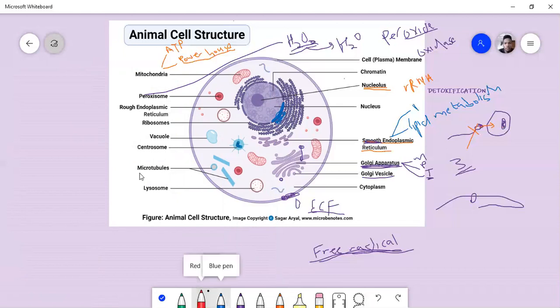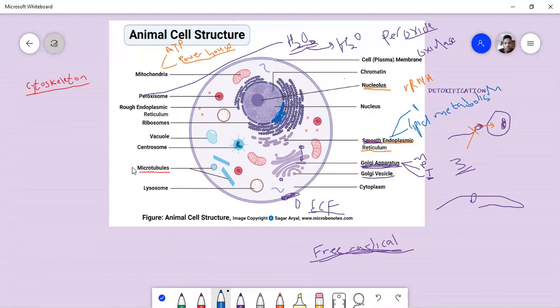So your microtubules, they are part of what we call the cytoskeleton. So what is your cytoskeleton? Your cytoskeleton is the muscles and bones of your cell, in simplest terms. And then we have three types of filaments that make up the cytoskeleton.